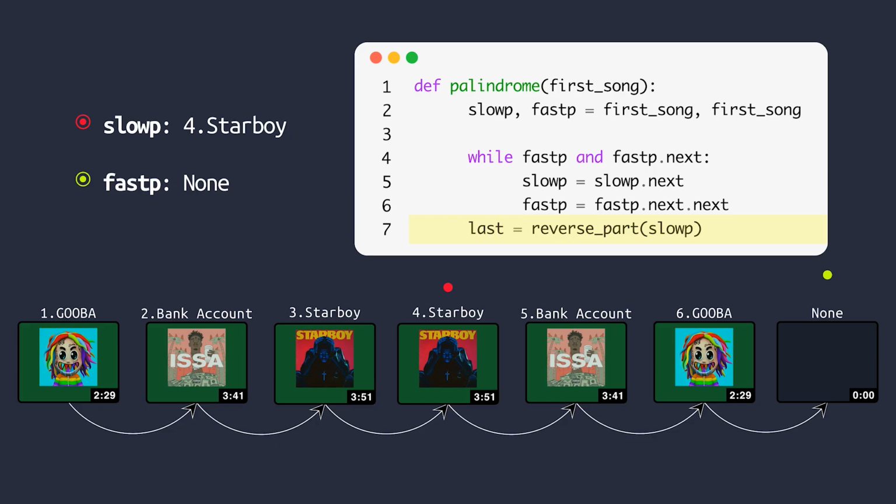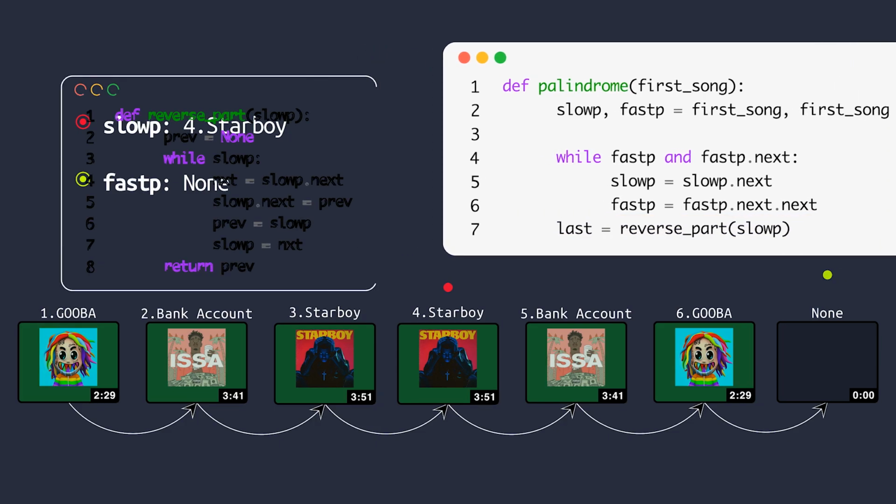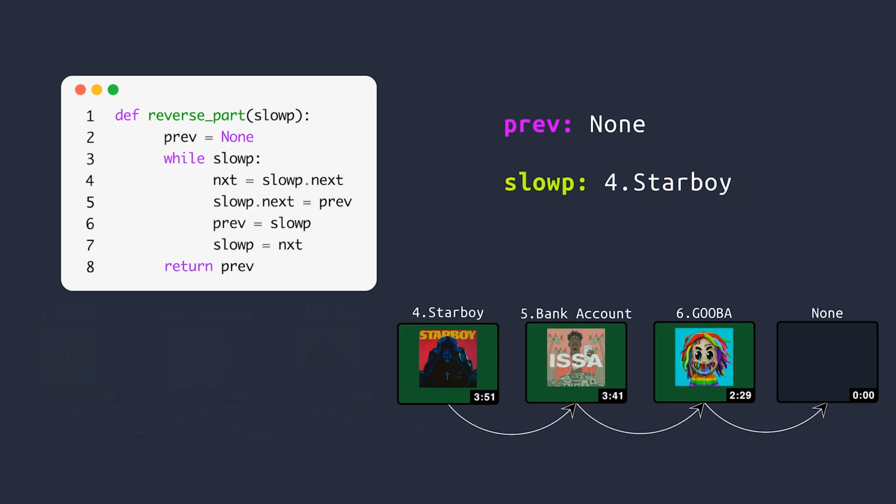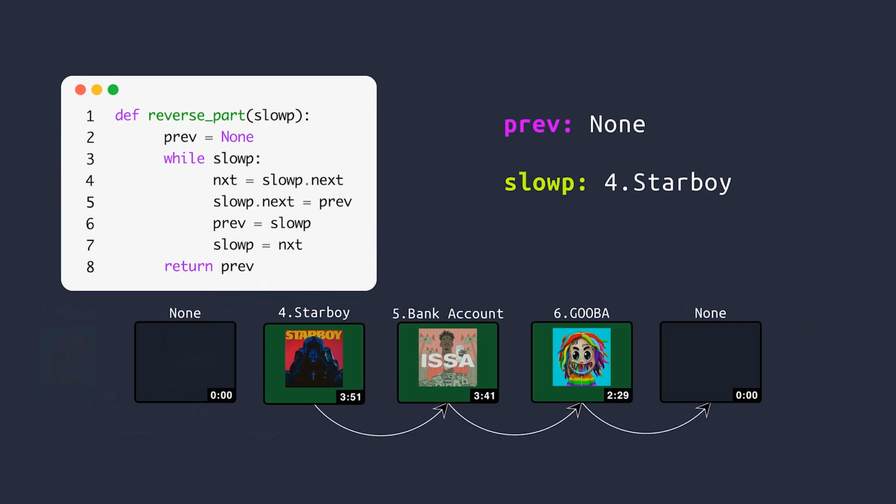And really think why this might be useful to us. I mean, you can probably read now, so yeah, what line 7 essentially does here is calling our helper function reverse part, passing our slow pointer in it. Hopefully you do have a gist of the linked list reverse algorithm by now, so I'll let it play.